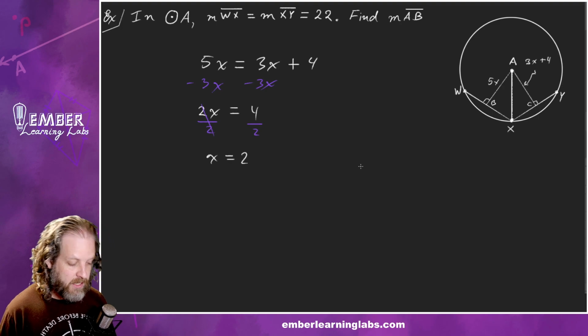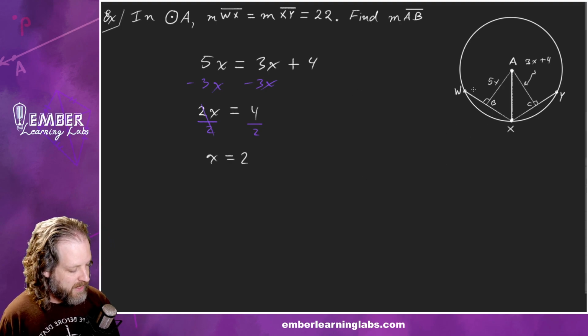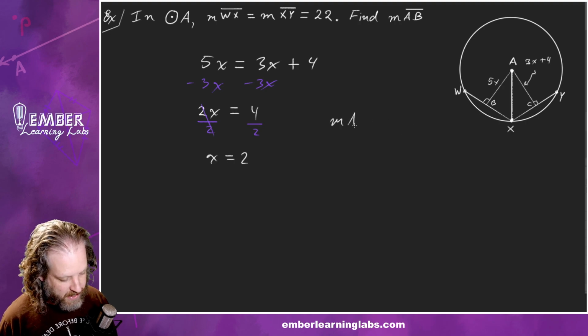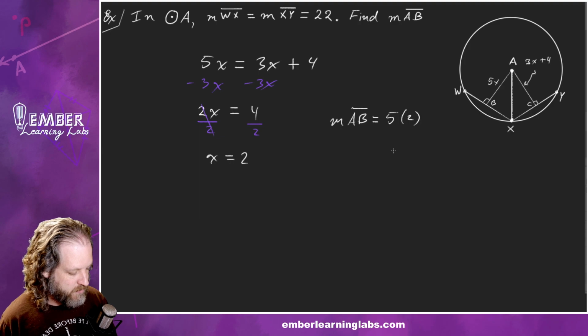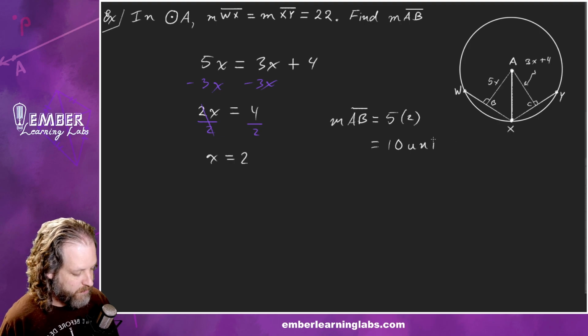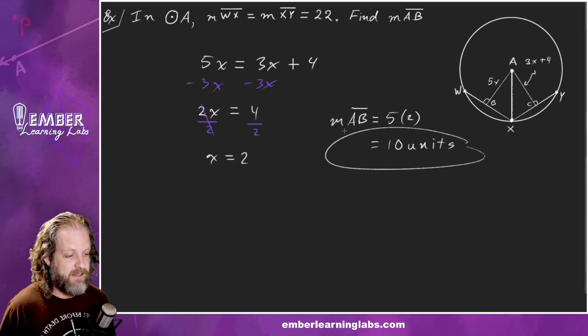Now, are we done? We are not done. We need to find the measure of AB, so let's plug that in there. So the measure of segment AB, right, is 5 times 2. Takes more time to write than it does to figure out, because you probably already had it almost from the get-go, right? 5 times 2 is 10. Easy peasy.